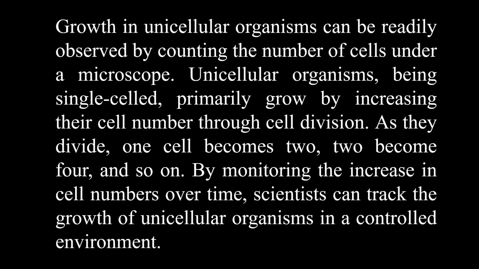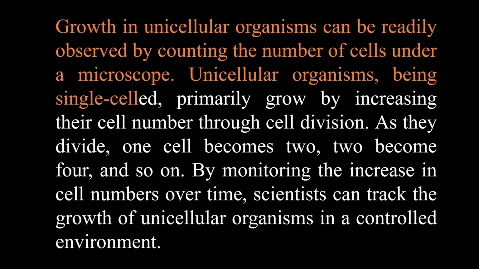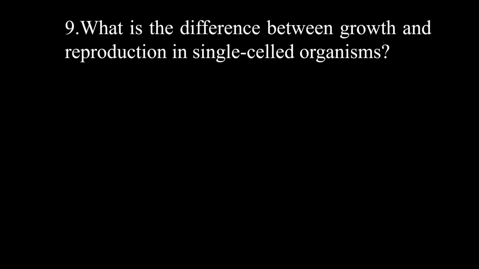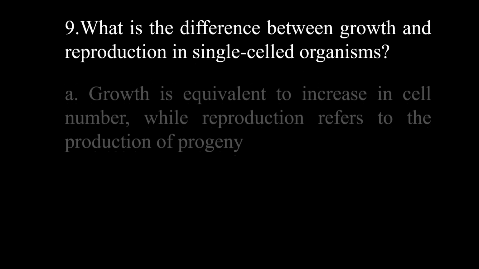Unicellular organisms, being single-celled, primarily grow by increasing their cell number through cell division. As they divide, one cell becomes two, becomes four, and so on. By monitoring the increase in cell numbers over time, scientists can track the growth of unicellular organisms in a controlled environment. What is the difference between growth and reproduction in single-celled organisms?